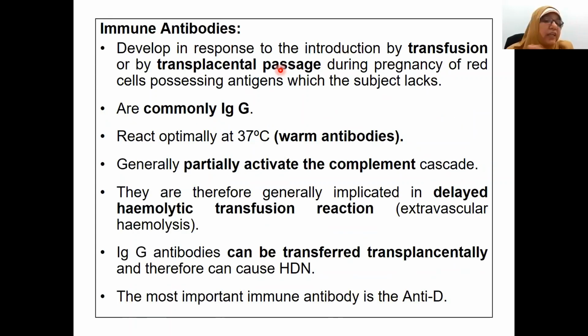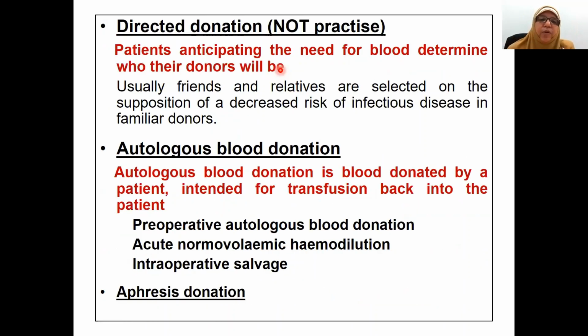The immune antibodies, others are generally immune antibodies, which means you have to be exposed. Let's say you don't have D, you have to be exposed to D antigen first. How? Through previous transfusion or through pregnancy. All right. So then you develop IgG. IgG is a warm antibody. Because it's a warm antibody, it generally does not fully activate complement. Therefore, you don't get intravascular type of hemolysis. You get extravascular type of hemolysis.